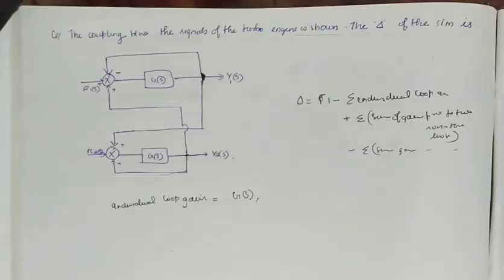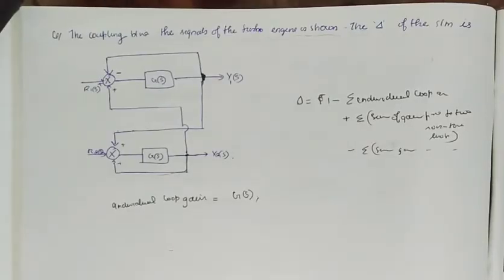Now let's see the next question. Find the delta of the system, that is 1 minus the sum of individual loop gains plus the sum of gain products of two non-touching loops minus the sum of gain products of three non-touching loops, and so on. First of all, I am going to find the individual loop gains.